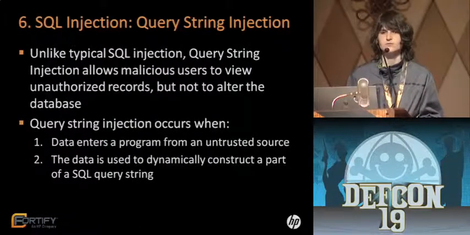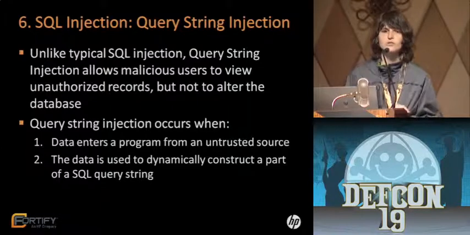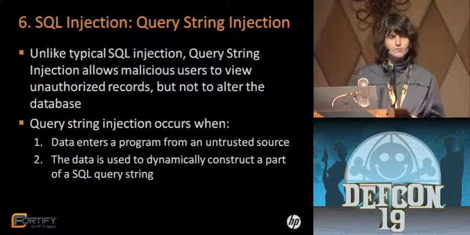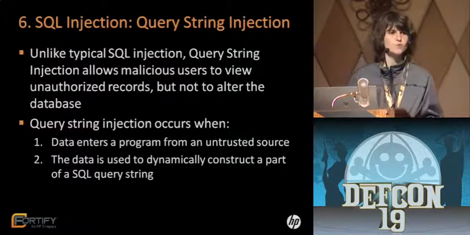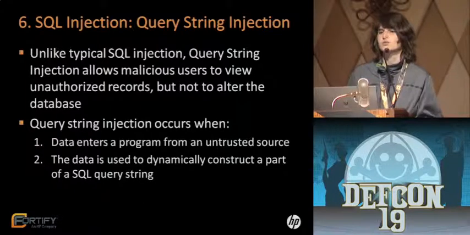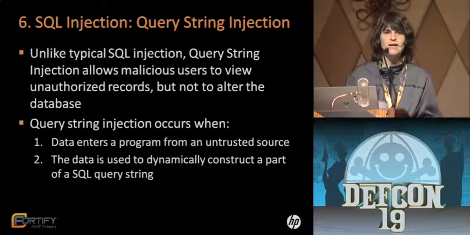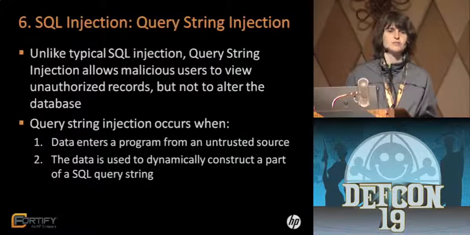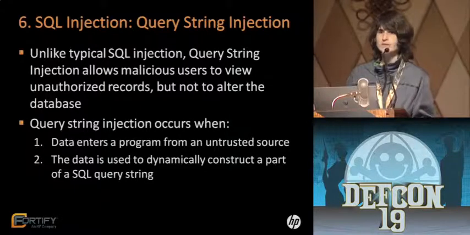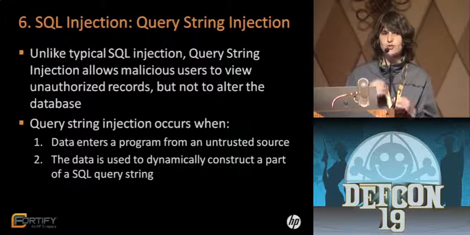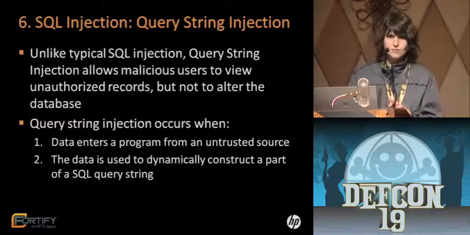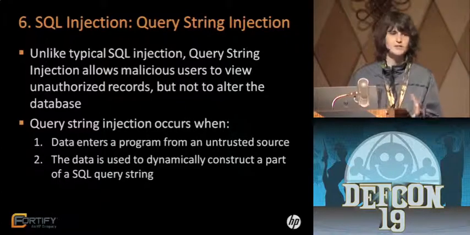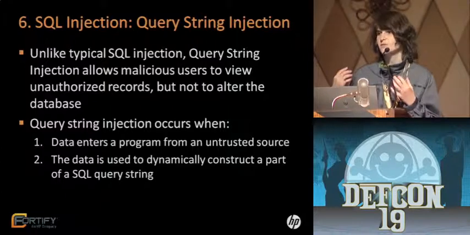A subset of SQL injection vulnerability that we call query string injection vulnerability doesn't allow you to modify the database, but allows you to view more records than you're supposed to, which basically makes it an access control type vulnerability. And just like in the case of SQL injection, it also happens because untrusted and unvalidated data is dynamically concatenated into a part of a SQL query. So in terms of Android, the difference between the two is the APIs that are exposed to you. Some APIs allow you to specify the entire query as a string. Some APIs allow you to specify parts of the query.